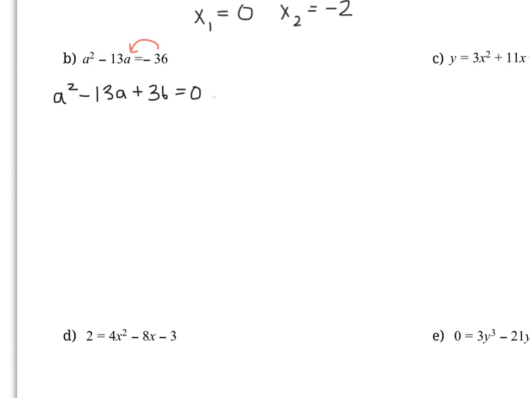So we have a trinomial. It's in standard form. We have our a value. Our a value is 1. Our b value is negative 13. Our c value is 36. Use the steps of decomposition and factor this yourself. Once you're done, come back to the video and check to make sure you got the same answer.